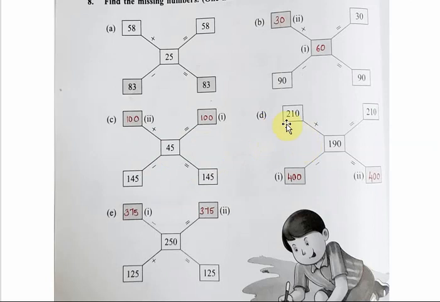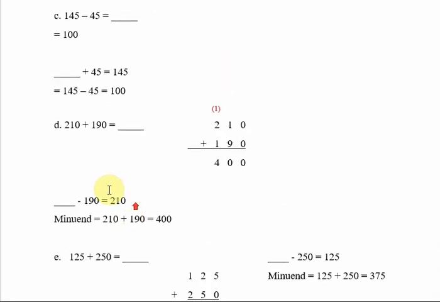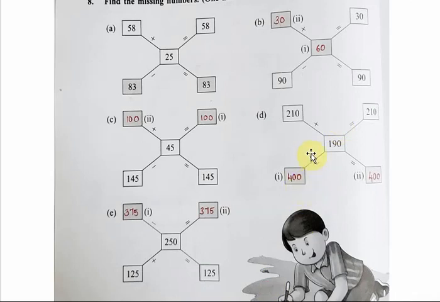Next question. 210 plus 190 is equal to dash, and dash minus 190 is equal to 210. So we can start from here. 210 plus 190. So what is the answer? See here, 210 plus 190. If you add, you will get the answer 400. 0 plus 0 is 0, 9 plus 1 is 10, and 2 plus 1 is 3, 3 plus 1 is 4. So we got the answer 400 here. So write the answer 400 here.